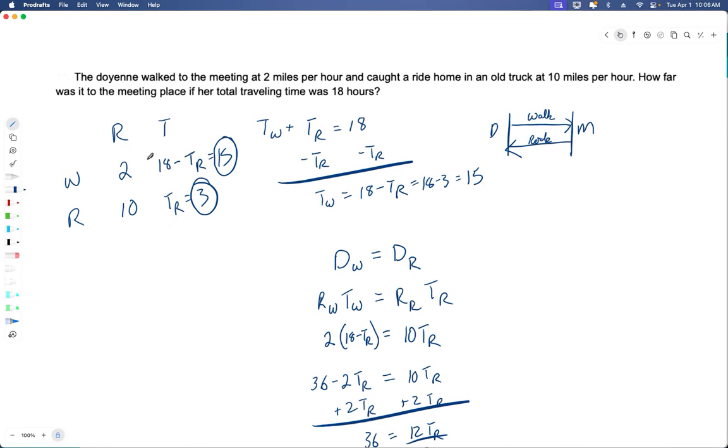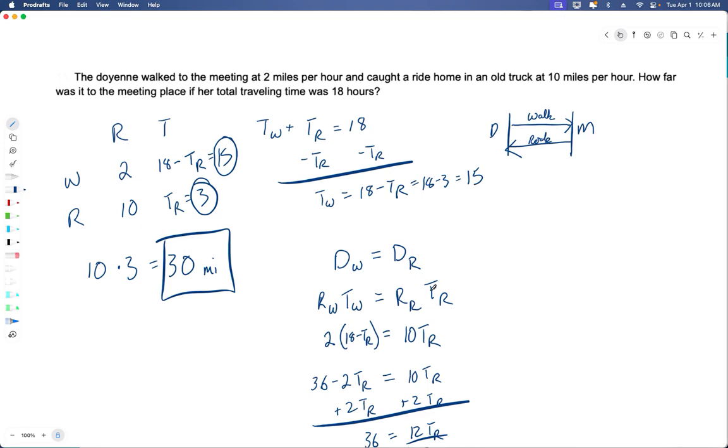It says how far was it to the meeting place. All we need to do is multiply one of these to find the distance. So I'm going to say the rate walking, or the rate riding, sorry, the rate riding is 10, the time riding is 3, so that means it must be 30 miles. That would be your answer right there, because it's in the unit of measure of miles. So 10 times 3 is 30, just like 2 times 15 is 30.